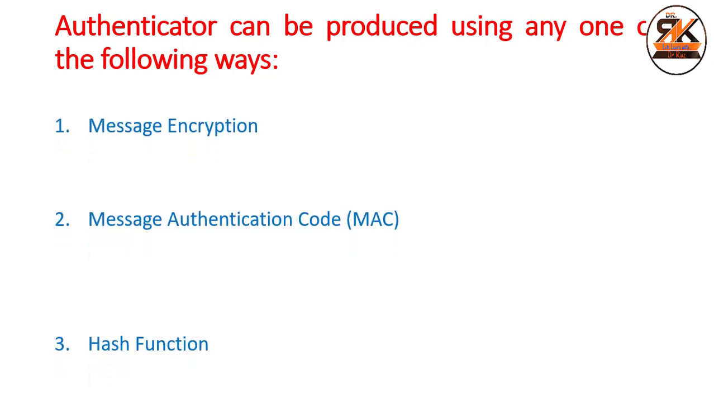And this authenticator can be produced by using any one of the following ways. The ways are message encryption, which we have already studied. The other way is the message authentication code, which we will study also. And the third way of producing the authenticator is the hash function. So all these three are responsible for producing the authenticator.